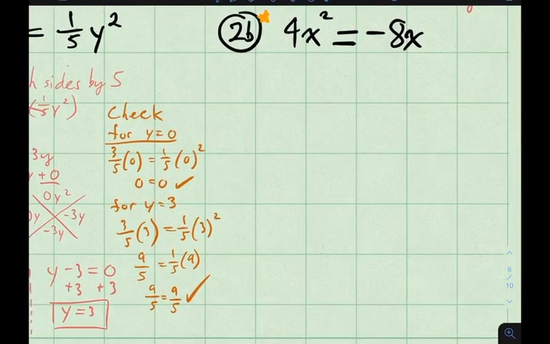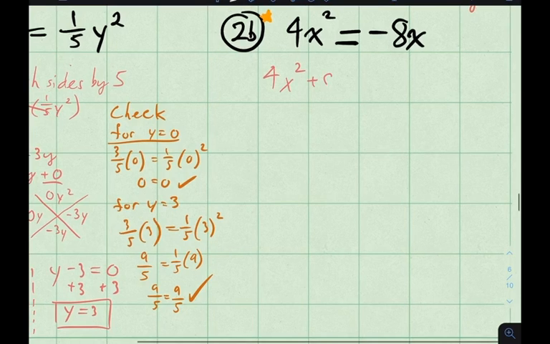Here's 2b. This one emphasizes those steps from earlier. Notice right now we can't factor this just yet, or solve it, or apply the zero product property. We have to move things over. How did I get here? I added 8x to both sides.